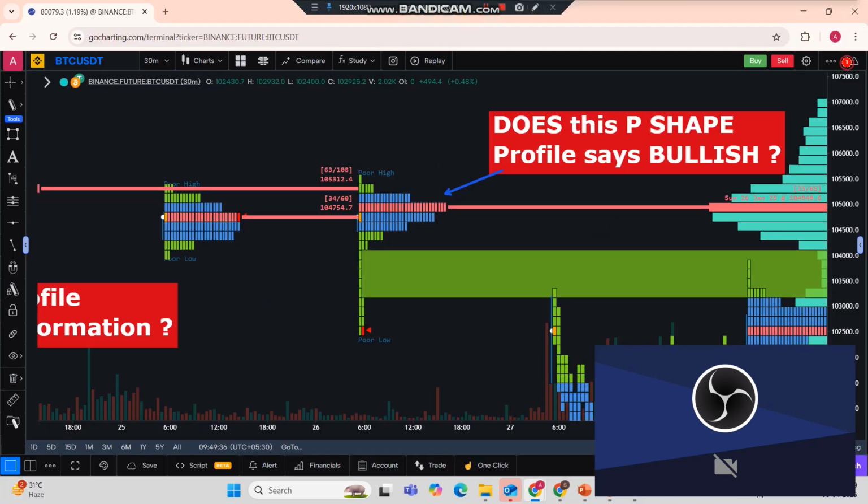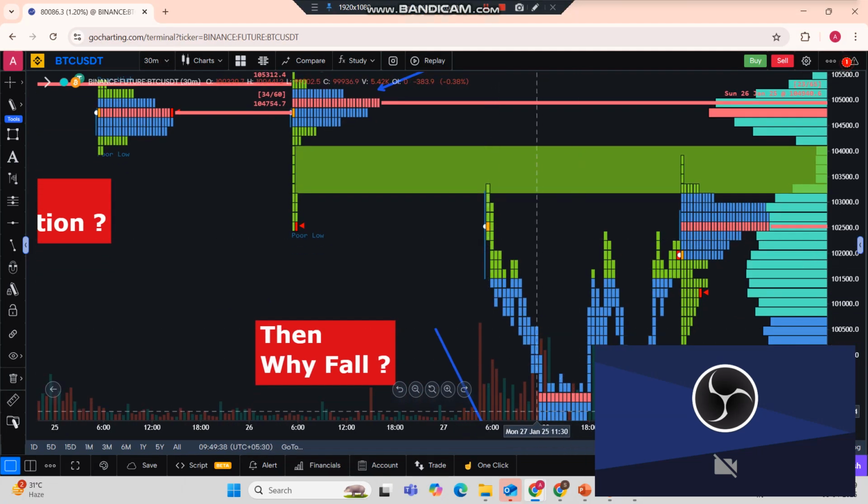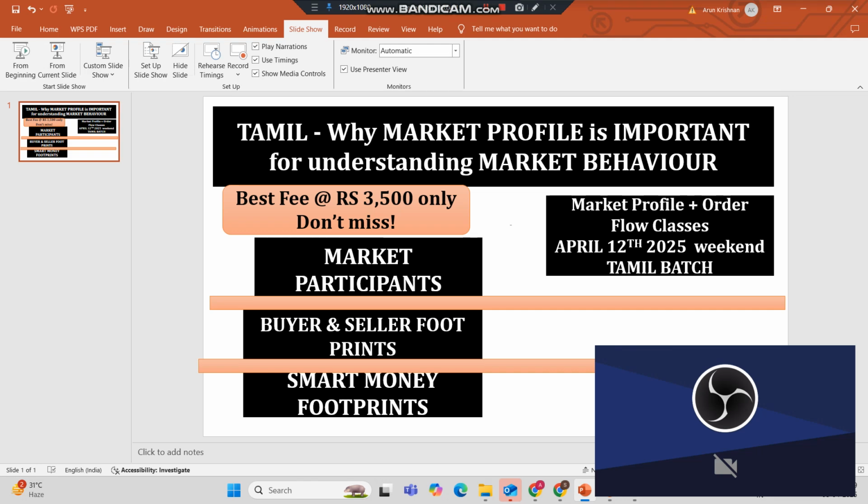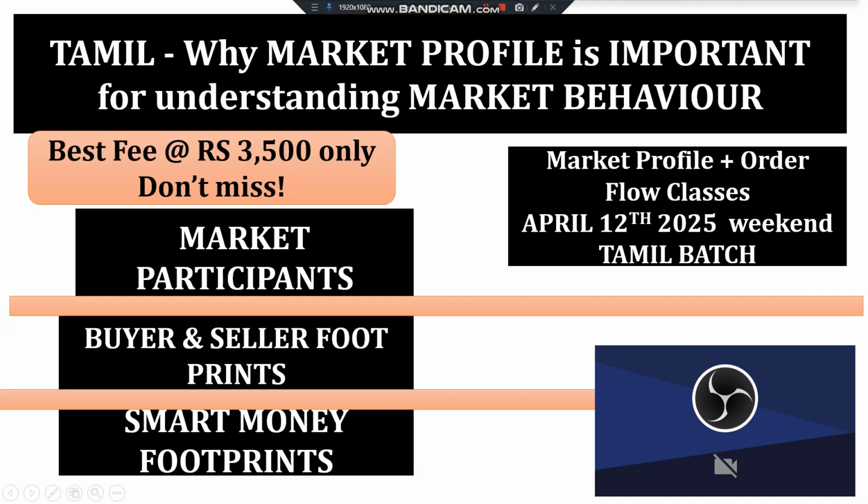Likewise, there is so much profile activity and profile information which will give you beautiful insights about market behavior. I have listed a few things, but there are more. Market participants: we need to analyze whether it's an intraday player, a scalper or a smart money player, who is sitting in that profile on a particular day. Or the buyer and seller footprints. As I showed you, the sellers are very strong and the buyers are weak, which is why the market tended to fall on the next following day.